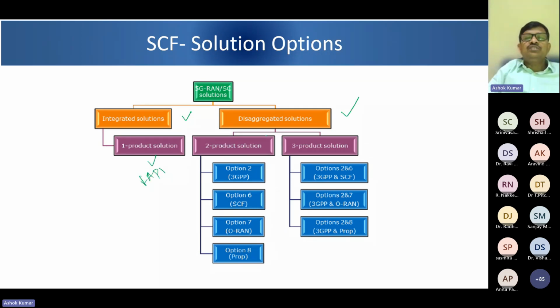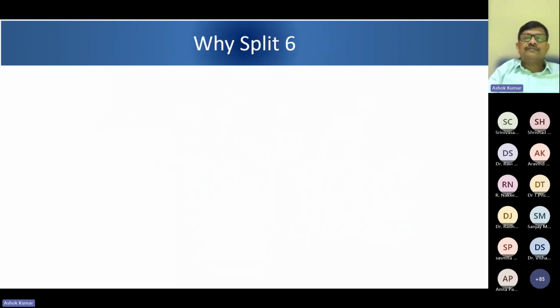If you have a two product solution, RU and DU, that is nothing but option 2 of 3GPP or option 6 of Small Cell Forum. Option 7 also uses that, and option 8. And a 3 product solution combines option 2 and 6, option 2 and 7.2, or 8.2. So in all these places you can use FAPI or NFAPI interfaces.